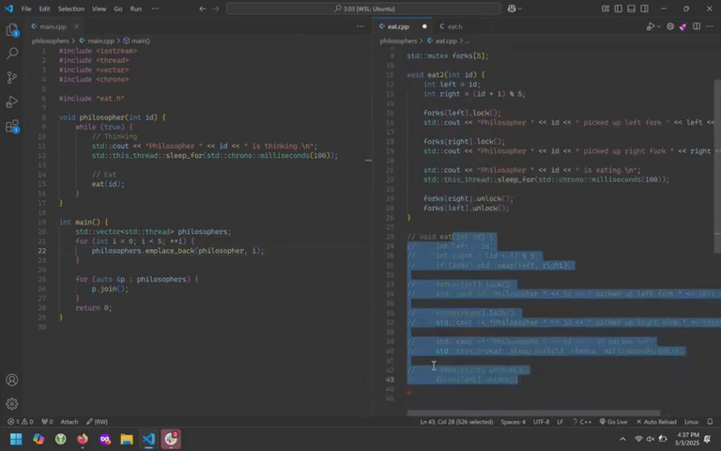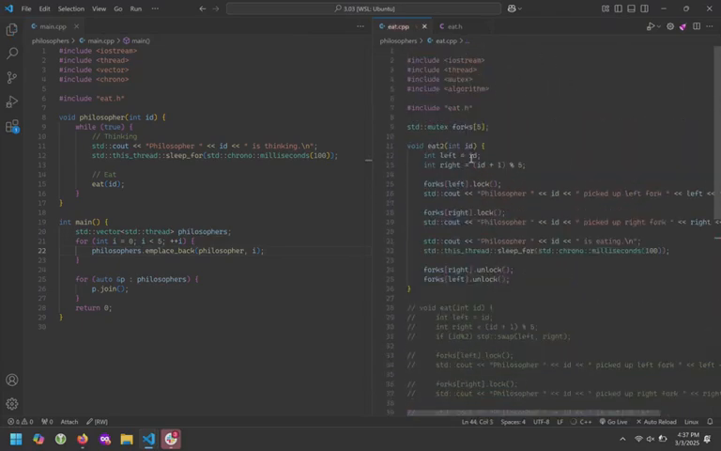Good. So this is the eat function implemented. Here we pass in the ID, whether it's philosophers 0 through 4, and then we get the index of the left chopstick and the right chopstick. Then we lock the left one first, then we lock the right one. Then we eat for 100 milliseconds.